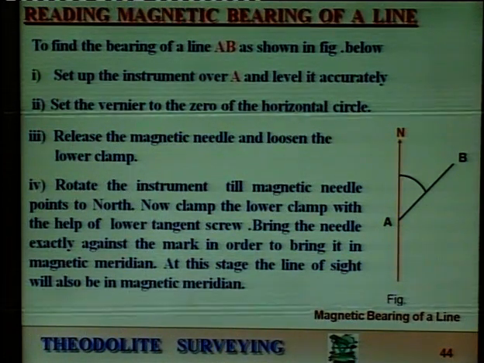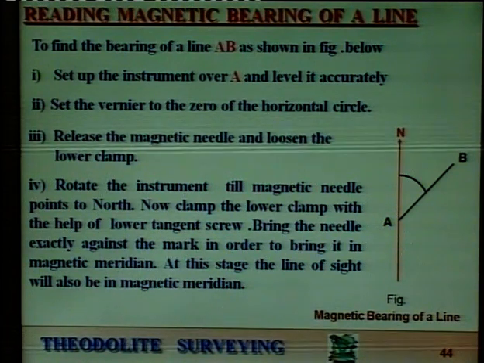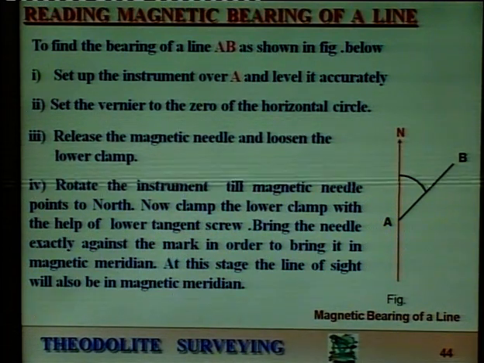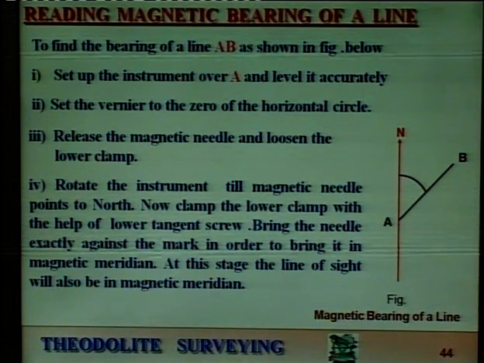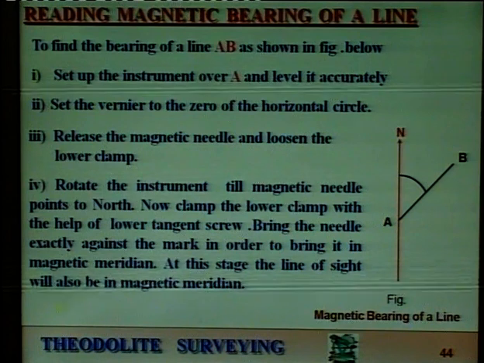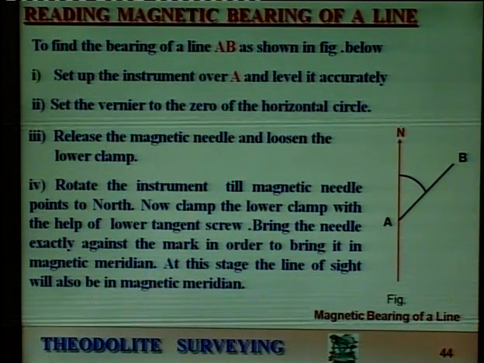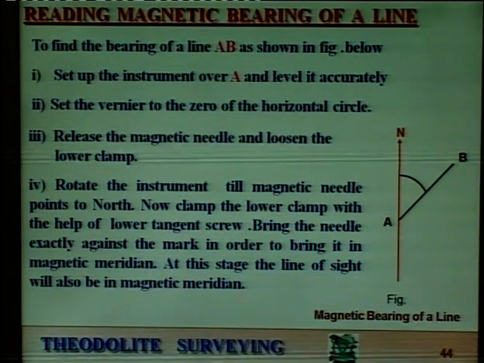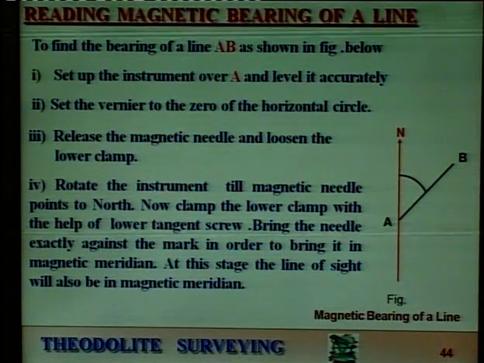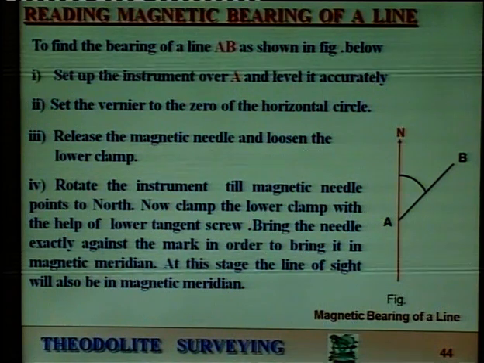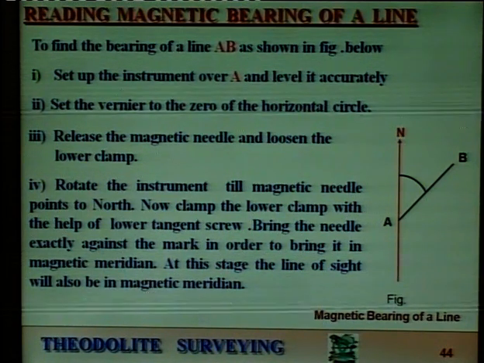What is another advantage of using the theodolite? We can also measure the magnetic bearing of a line. You must be remembering what the magnetic bearing of a line is. It is the horizontal angle which a line makes with the magnetic north. So, to measure the magnetic bearing of a line, we can use the theodolite also. How can we measure it?